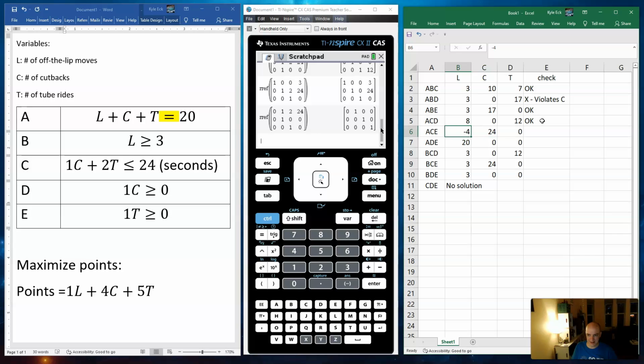A, C, and E, -4, 24, 0. That -4 is a real problem. We said that L must be greater than 3, so we're going to say X, and that violates constraint B, which said that L had to be greater than 0.